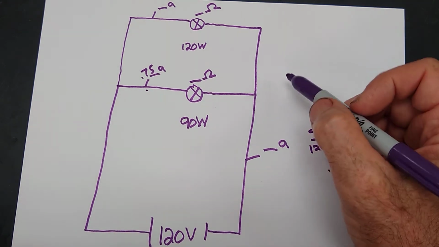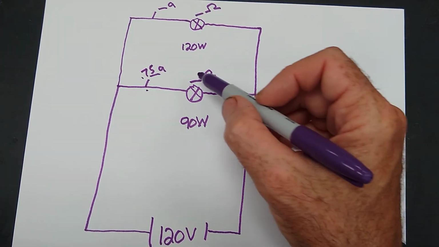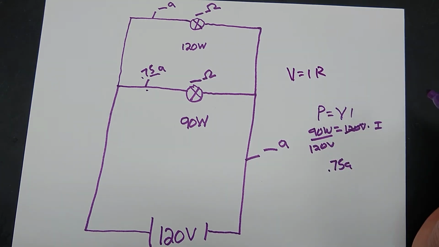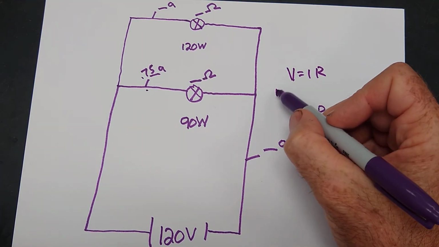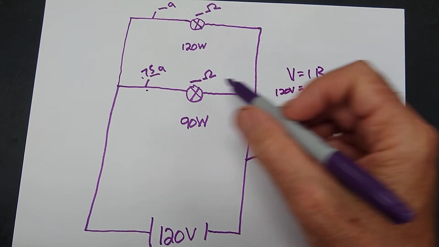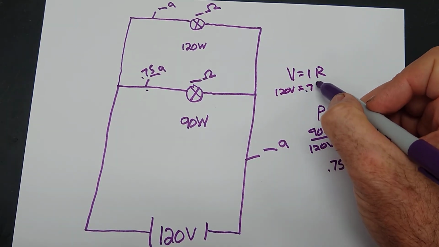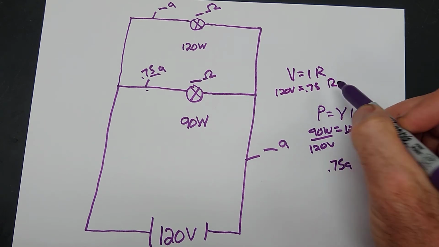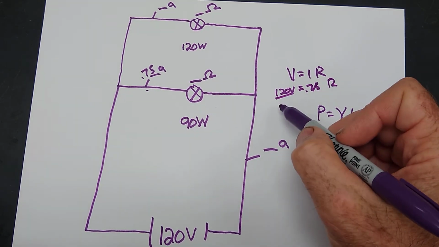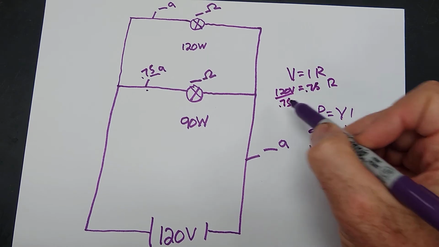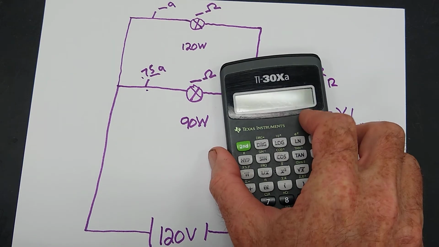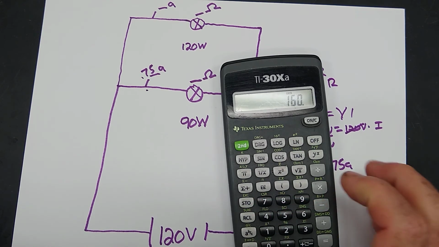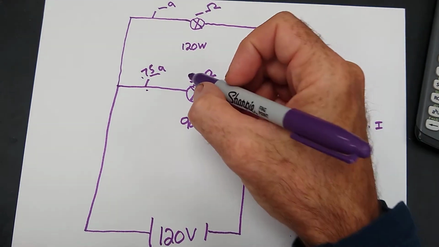Go. Next thing, to find the ohms, we'll simply say V equals IR, just like in the last sample problem. 120 volts is equal to 0.75 amps times what resistance? We end up with 120 divided by 0.75. Do that with my calculator real quick. 160 ohms.